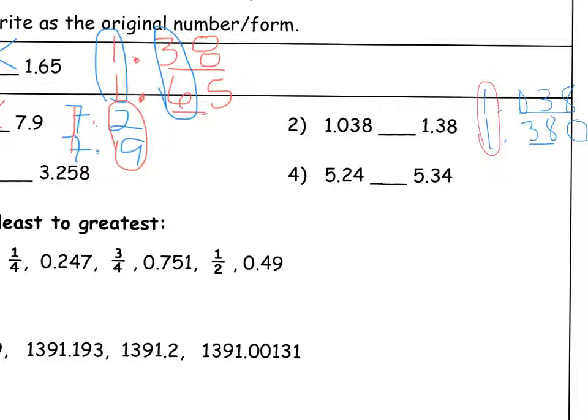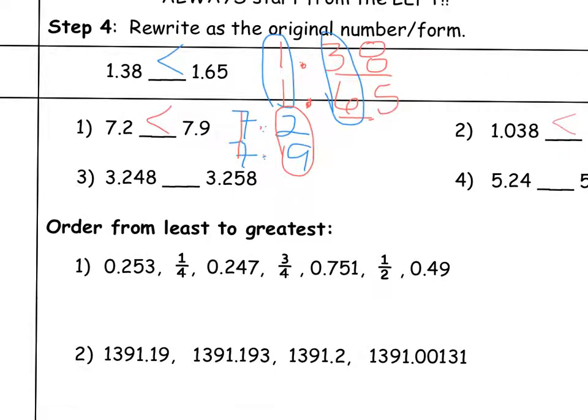Well, 1 and 1 is the same. Then I move over to the tenths place. Well, I notice 0 and 3 are different. So 0 tenths or 3 tenths, 3 tenths is larger. So that means 1 and 38 thousandths is less than 1 and 38 hundredths.